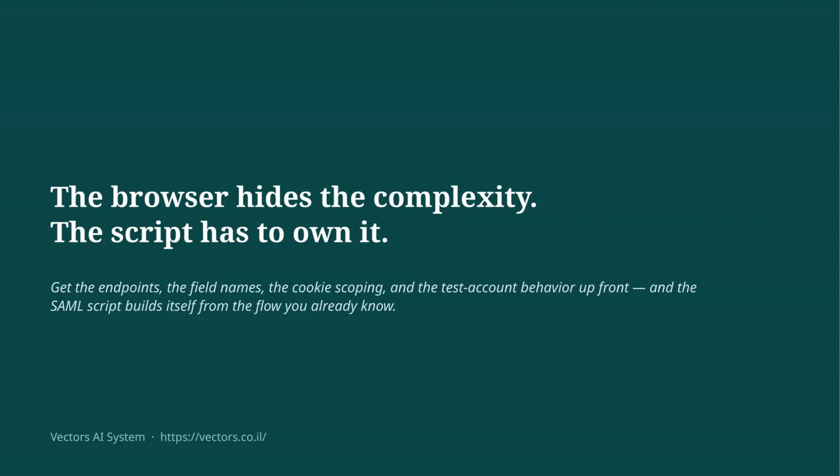The core idea to leave with is this. The browser hides an enormous amount of complexity from the user, and when you're building a load test, the script has to own every bit of that complexity instead. But if you go in with the endpoints, the field names, the cookie scoping, and the test account behavior already in hand, the script mostly builds itself from the flow you already understand.